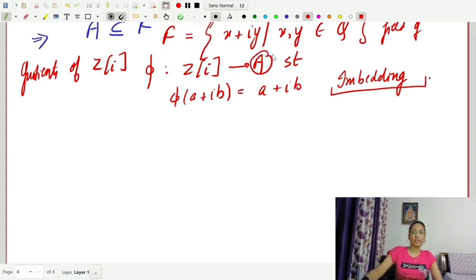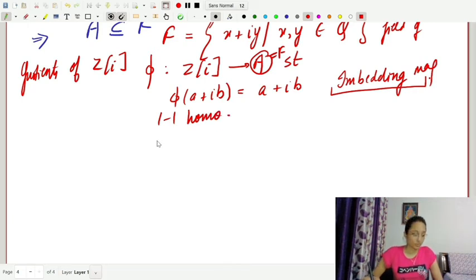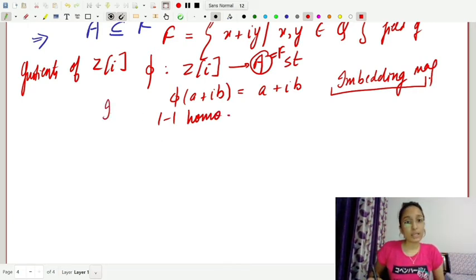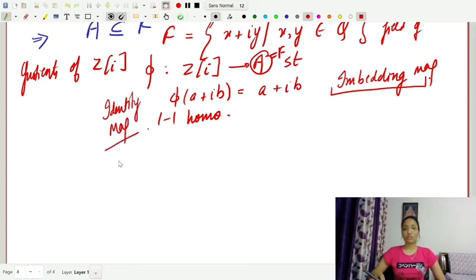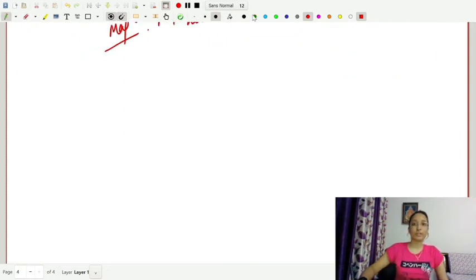Take A here or take F, it's one and the same thing. It's the embedding. It can be easily proved that it is a 1-1 homomorphism, being an identity map. There are some exercises for you to solve.